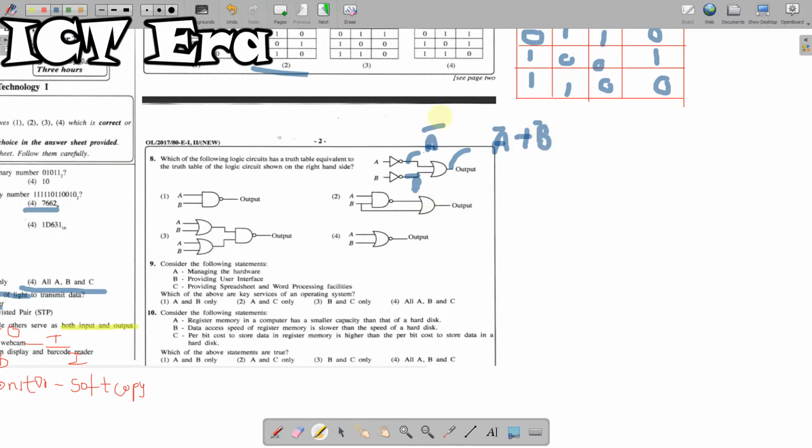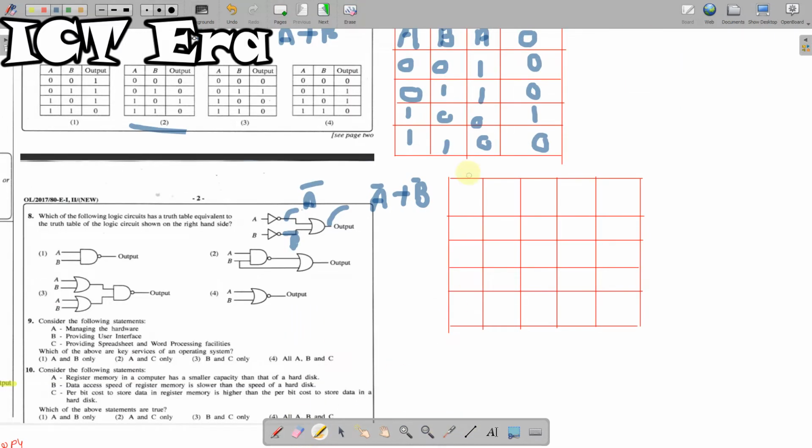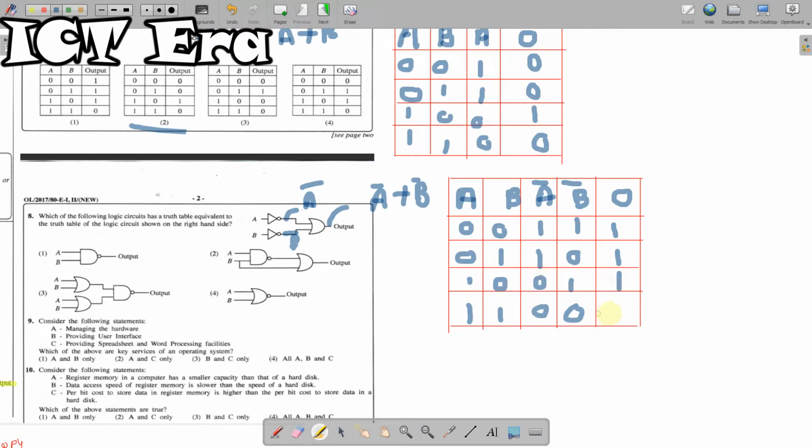Now what should we do? We should draw a truth table for this. Okay, then here it should be A, B, A bar, B bar, and the final output. 0, 0, 1, 1, 0, 1, 0, 1, then A bar means 1, 1, 0, 0, then B bar means 1, 0, 1, 0, then the output should be 1 plus 1, 1, 1 plus 0, 1, 0 plus 1, 1, 0 plus 0, 0.